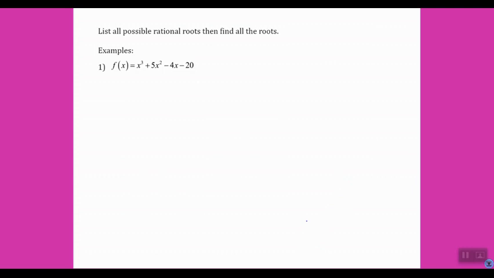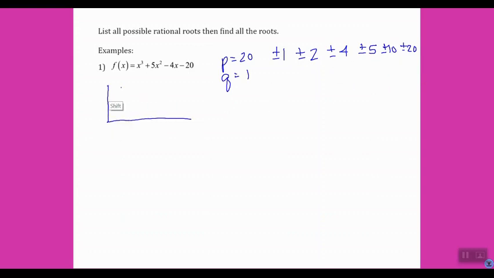All right, we're going to write all the possible rational roots and then find all the roots. So we know our P is 20 and our Q is 1. And I don't know why the word shift is following me around, but I cannot get it to go away. So we're just going to deal with it. So factors of 20 would be plus or minus 1, plus or minus 2, plus or minus 4, plus or minus 5, plus or minus 10, plus or minus 20. So we need to figure out which one of those is a root.